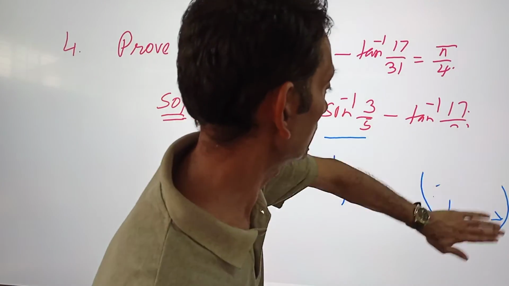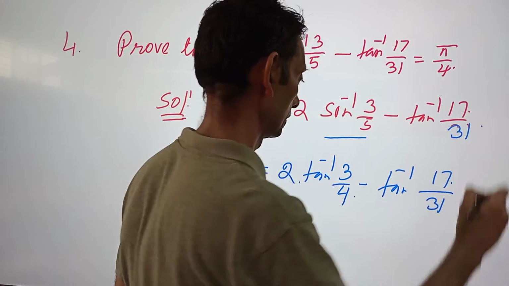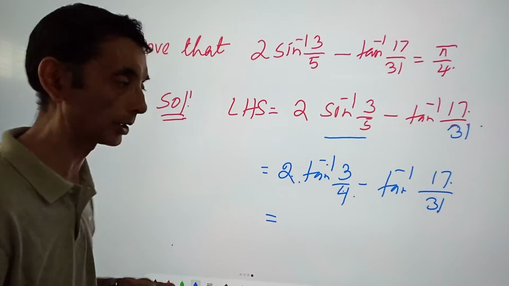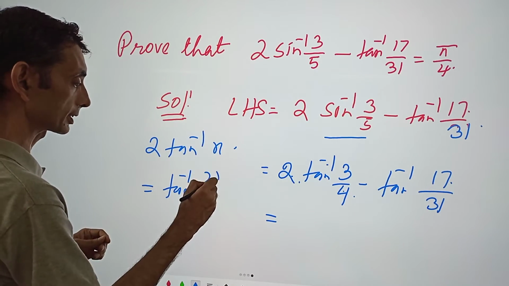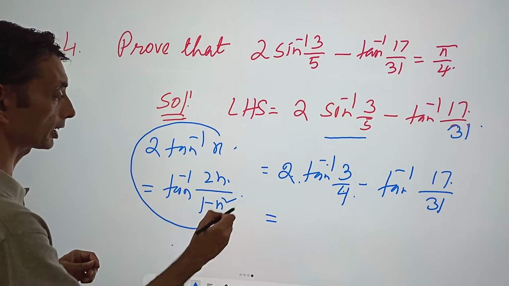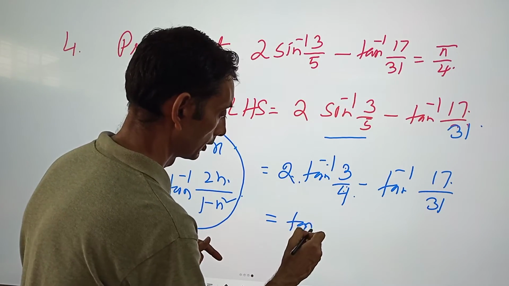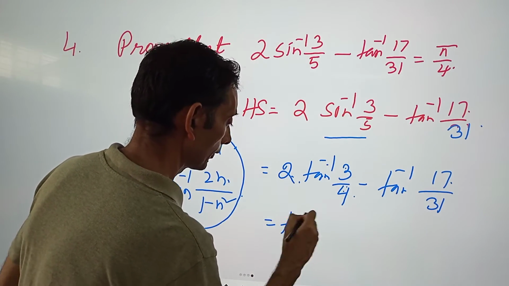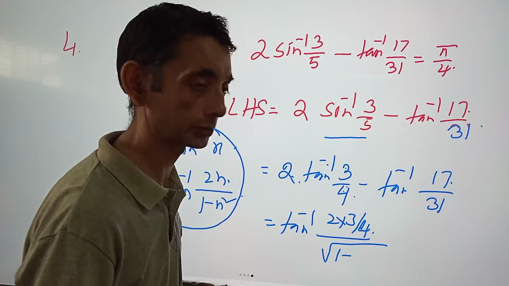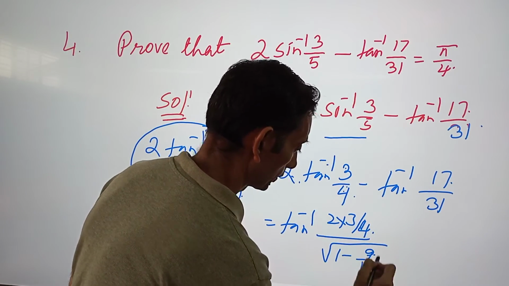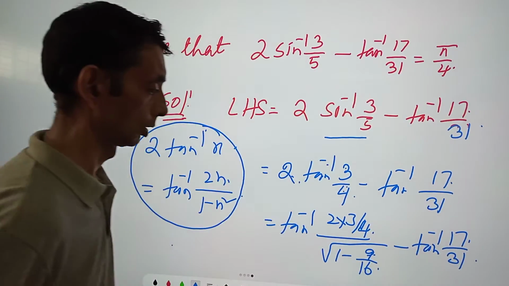So minus tan inverse 17 by 31. Now this is 2 tan inverse 3 by 4. We have a formula: 2 tan inverse x is tan inverse of 2x by 1 minus x squared. This is a very useful formula, so we are going to use it. That is equal to tan inverse of 2x by 1 minus x squared, where x squared means 9 by 16, minus tan inverse 17 by 31.